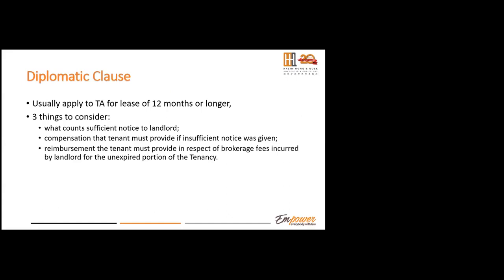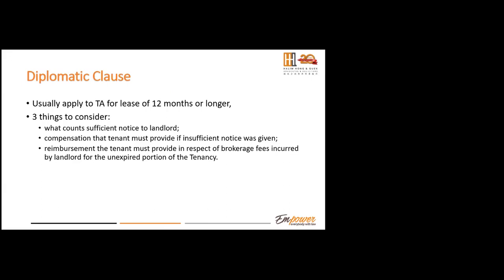Okay, next, diplomatic clauses. This I think would concern those landlords. You ada rumah, you nak rent kepada students ke expatriates. So this will be usually applied to TA for lease of 12 months or longer. So maksudnya orang ni dia dari Jepun, dari Korea, dia dah datang sini, tapi dia bagi tahu, saya datang sini saya kerja, tapi jika saya kena fired atau jika saya kena transfer, saya boleh terminate tenancy agreement ni.